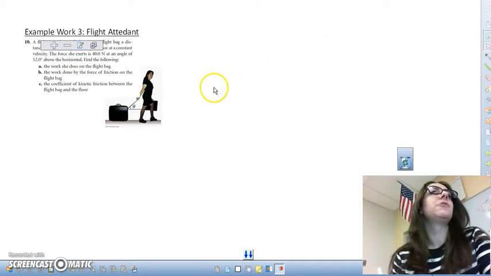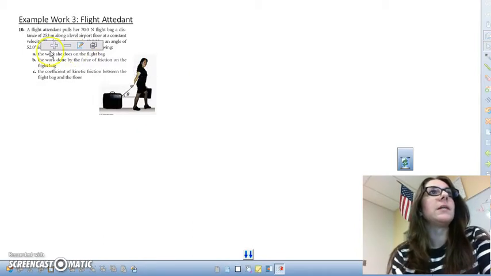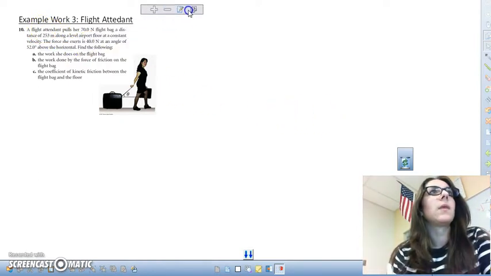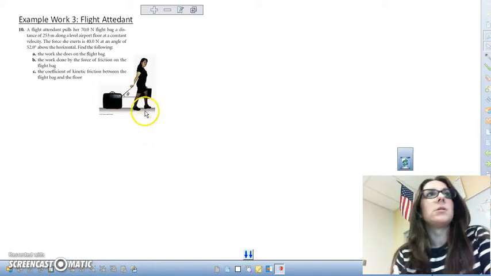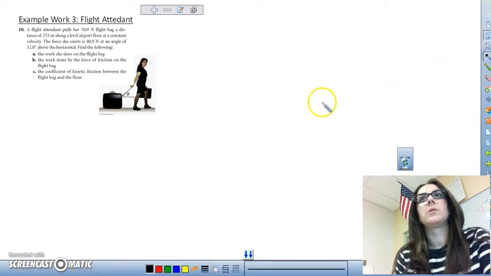This is the flight attendant problem, where we have this flight attendant, and what we're going to do is solve for work. She's pulling this at some angle along a certain distance. She exerts a force. What work does she do on the flight bag? What work is done by friction? And what is the coefficient of friction? So here we go.